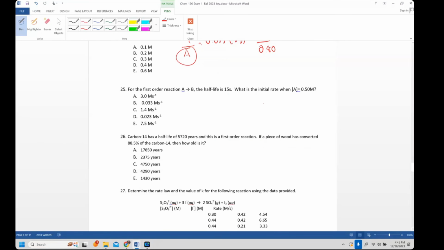So what we would do is use the normal rate law, the non-integrated rate law, where you have K times A. So we know it's first order with respect to A, so this equation is actually right. It's asking for what is the rate when we have a half-life of 15 and A is 0.5. So we'll put in 0.5 right here. Now we need to find this K value.